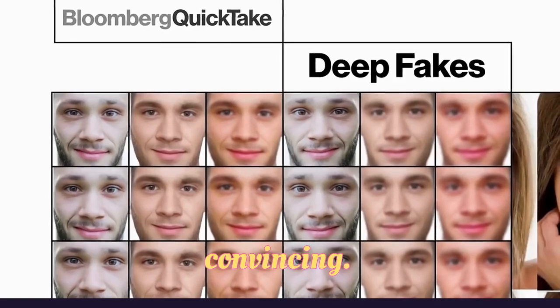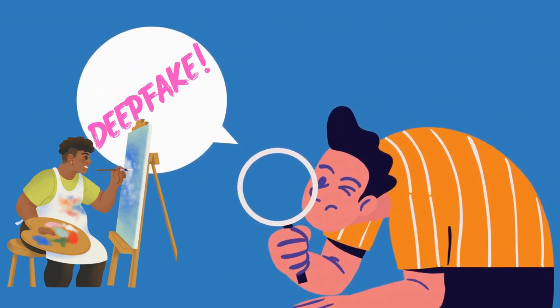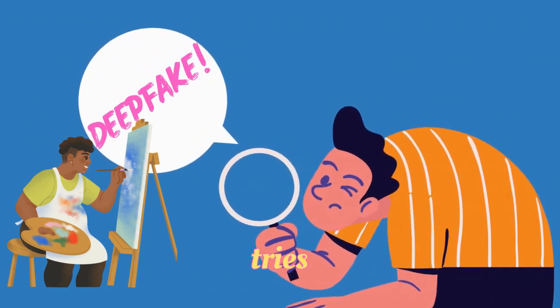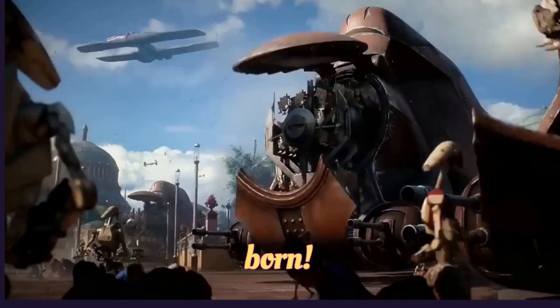dare we say, convincing. But how do they work? Imagine two AIs, one's the artist, the other's the critic. The artist tries to create a fake, the critic tries to spot it. Back and forth they go until, voila, a masterpiece is born.